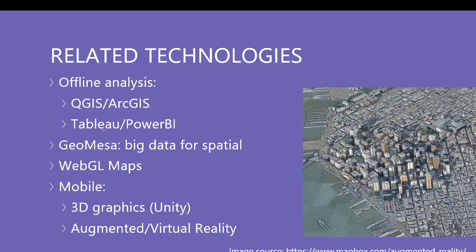There's also WebGL maps, so people are trying to port the existing tile-based imagery into WebGL. That is something you can consider as well if it suits your use case. There's also mobile things happening in the mobile space. So 3D graphics, so people, I think Mapbox in particular, are using Unity to show spatial data, and also using augmented reality, virtual reality for things like routing. So you can have your phone up, and it'll show you which way to walk through a city.